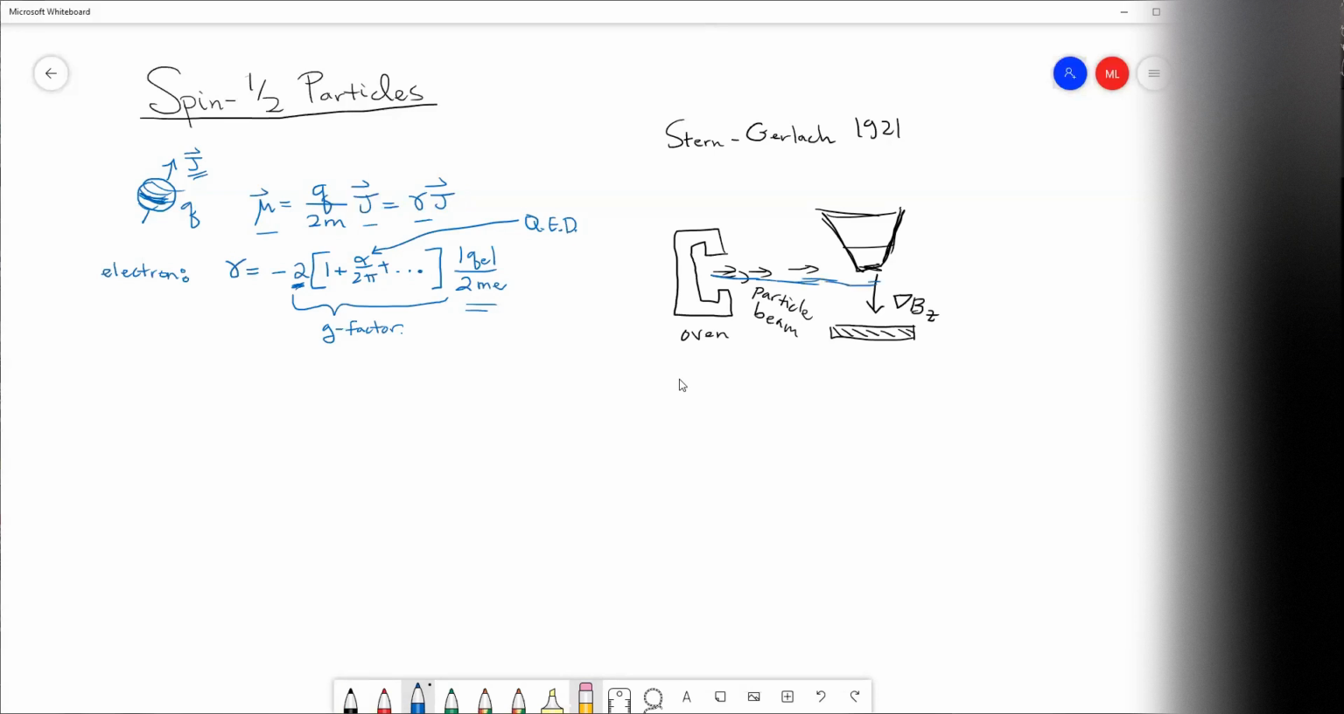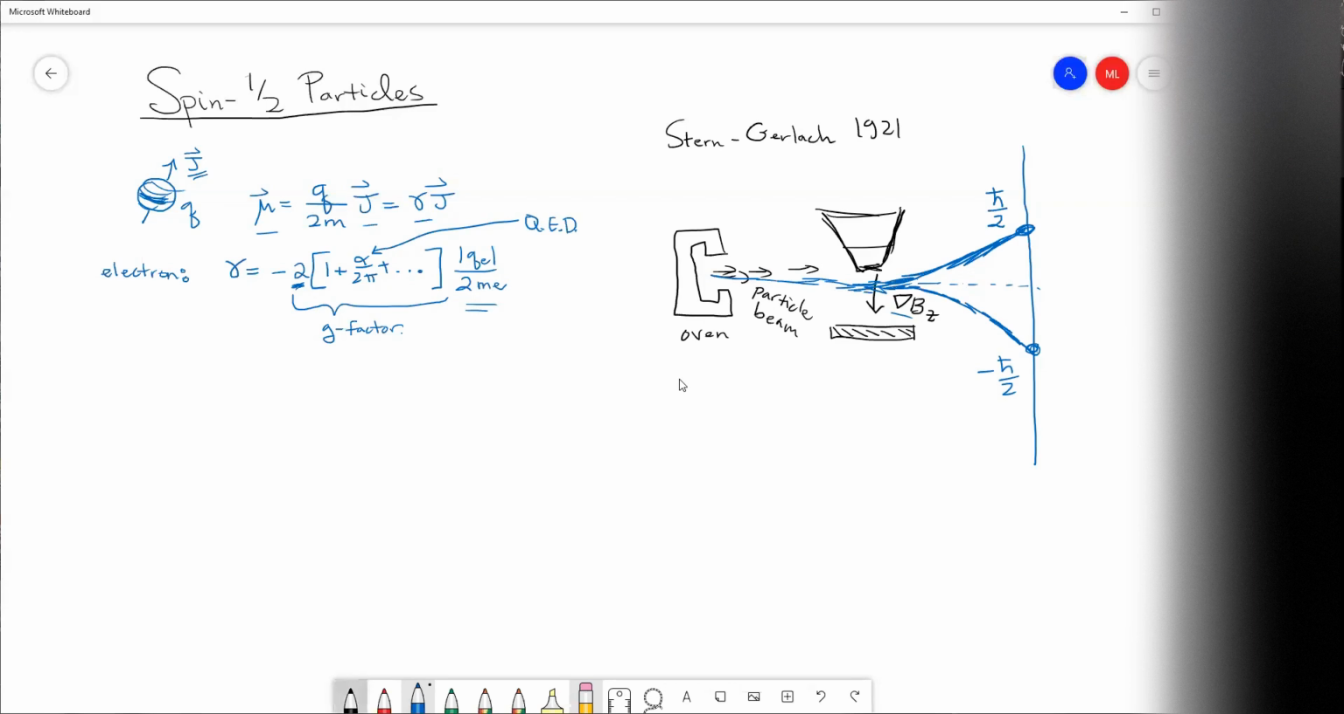And what was found is that as the particle beam comes through here and the particles hit some screen, the particles deviate and hit 2 spots on the screen. Some of them hit up here and some of them hit down here, symmetrically around the center line. And these are the 2 quantized values of the angular momentum along this measured z direction, minus h bar over 2 and plus h bar over 2.